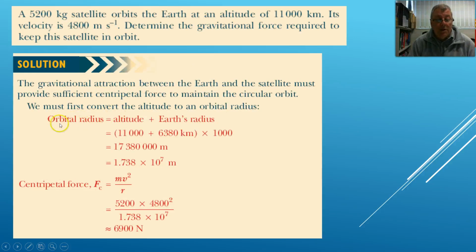The first step is to work out the orbital radius, and although you're not given it here, you'd be given it elsewhere. The radius of the Earth is approximately, different books use different numbers, 6,380 kilometers. Convert that to meters and we have its radius, and then we put it into the centripetal force formula, mv squared on r, and we get 6,900 newtons, and that's using the centripetal force.